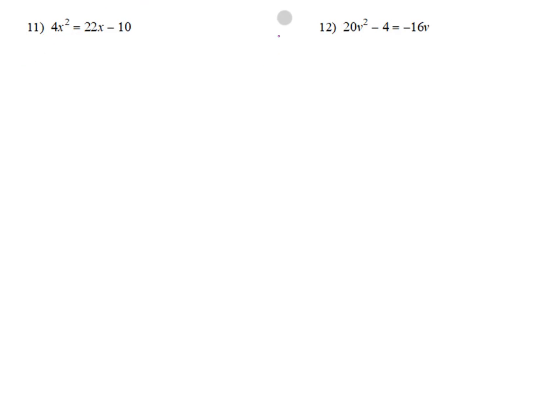We've got, for this first one, 4x squared equals 22x minus 10. So I need to set it equal to 0, so I can use the zero product property. And again, I want the x squared term positive. So let's move everything to the left. Subtract the 22x over and add the 10 over. 4x squared minus 22x plus 10 equals 0.